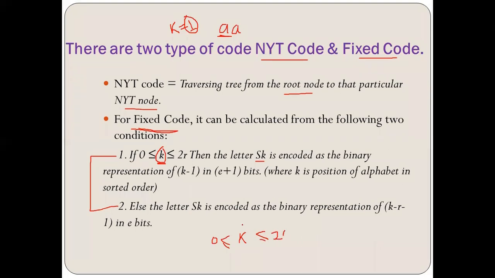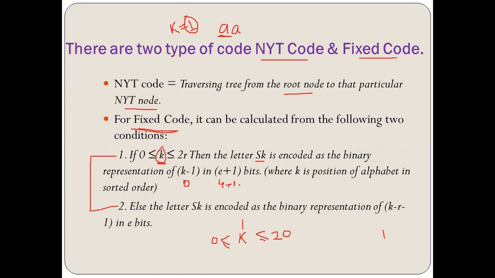If K is lying between 0 and 20, and the value of K is 1, then this is true for this condition, right? So this particular A will be encoded, that means SK, that is A, will be encoded as the binary representation of K minus 1. The value of K is 1, so K minus 1 means 0. So SK is encoded as the binary representation of 0 in E plus 1 bits. E plus 1 means the value of E, 4, plus 1, which is 5.